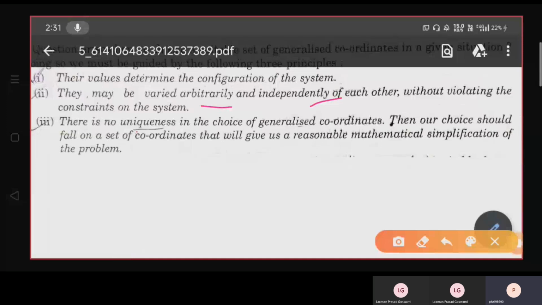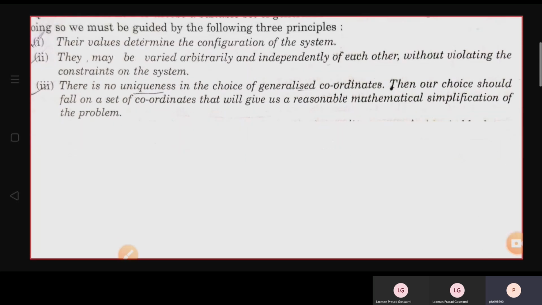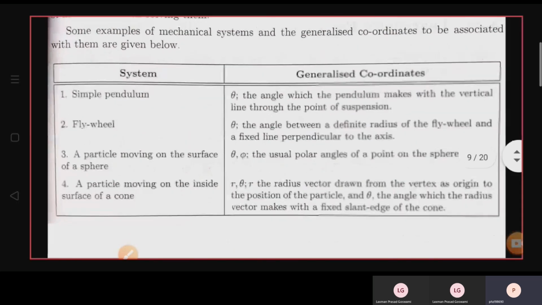And third one, there is no uniqueness in the choice of generalized coordinates, so our choice should fall on a set of coordinates that will give us a reasonable mathematical simplification of the problem. So we choose our coordinate system according to the behavior or motion of the system, so that we can get a simple or easy result. Let us take some examples to understand it deeply.